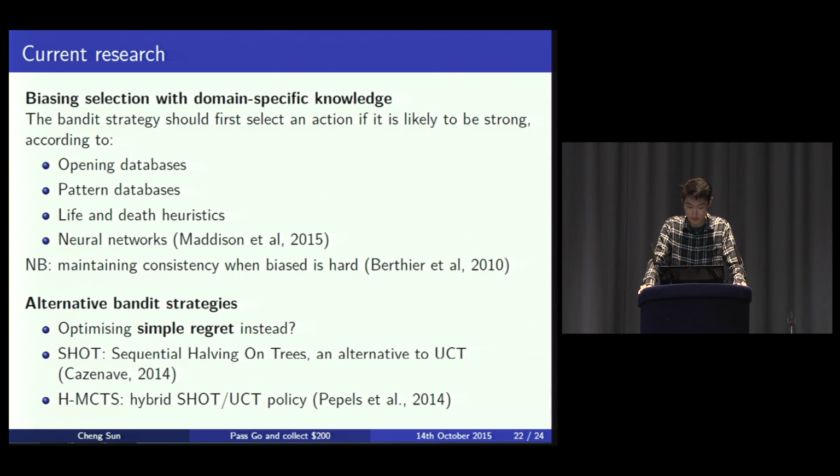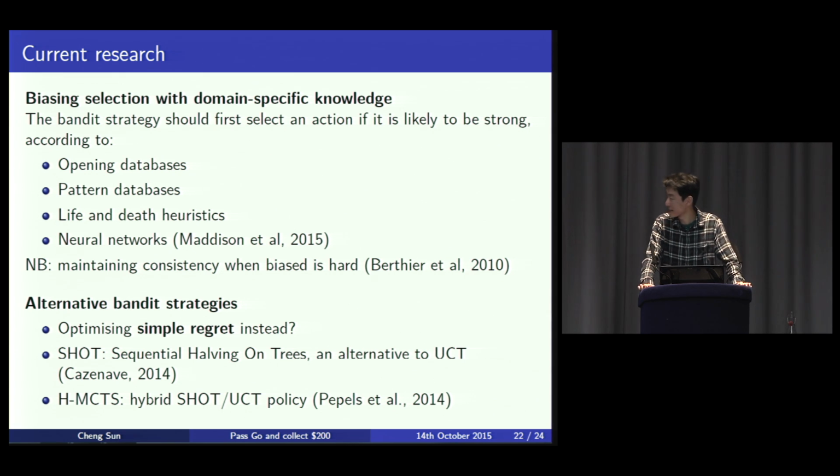There's also the problem that when we bias, it's actually very hard to maintain consistency. Once we bias a search, the fact that we're introducing heuristics might mean that it fails in some cases. And if it fails so hard that over time it doesn't converge to the true value anymore, then we've lost consistency, which was one of the main advantages of pure UCT. So there has been research into the necessary conditions for maintaining consistency, and Berthier et al. wrote a paper on this in 2010.